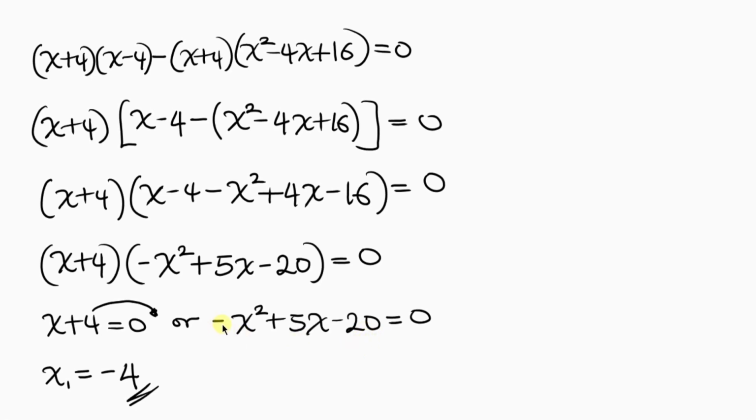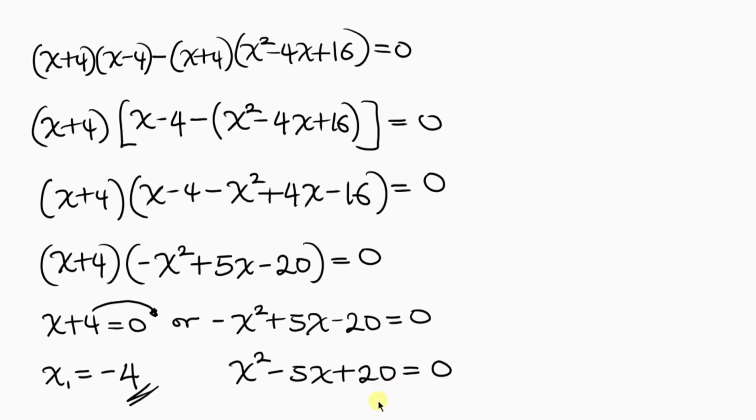I don't like this negative here. So in order to remove this negative from the coefficient of x squared, all I have to do is to multiply through by negative. So negative times negative x squared gives positive x squared. Negative times 5x is negative 5x. So negative times negative 20 is plus 20. And this is equal to negative times 0. Remember, this negative is negative 1. So negative 1 times 0 is still 0. That is it. So we have a beautiful expression.